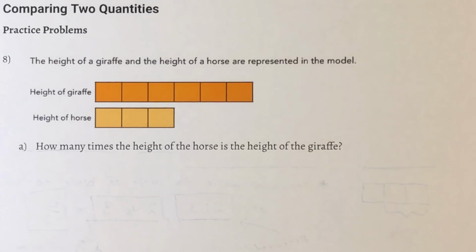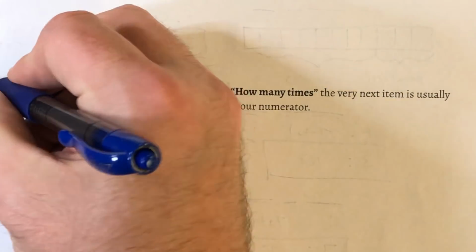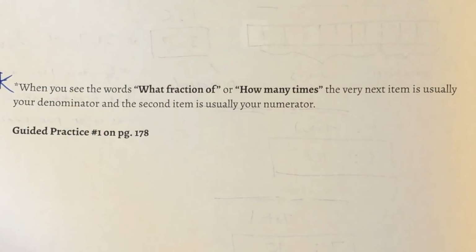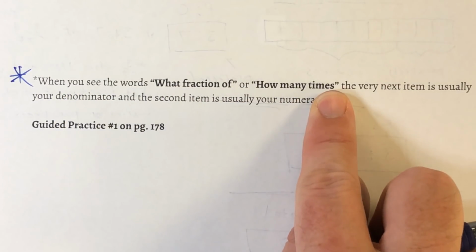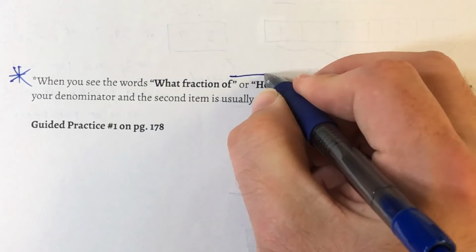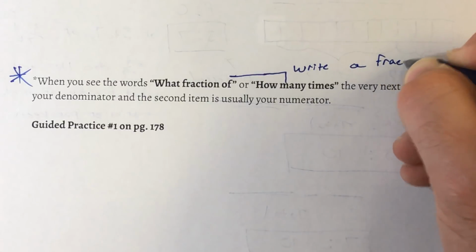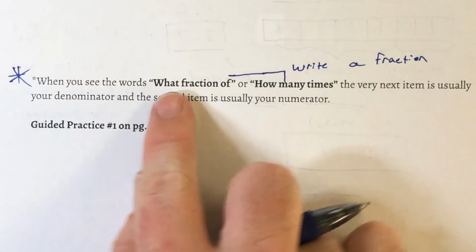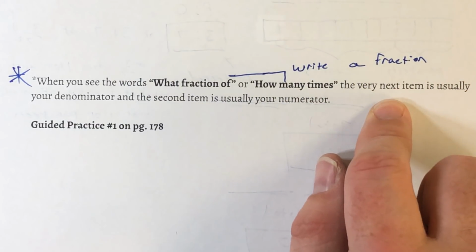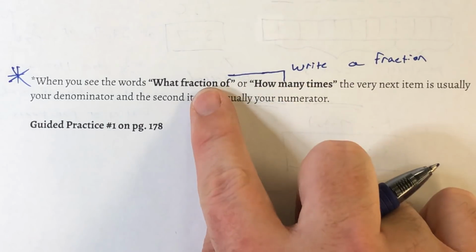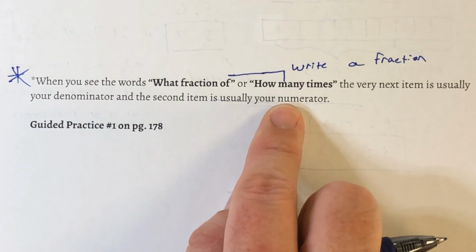All right, we've got one more example. Let's scroll down to this little note right here. Very important. If you ever have a question that says, what fraction of, or how many times, you're going to write a fraction. The very next item you see after those words, literally the next thing, is going to be your denominator, and the other thing, wherever it may be, will be your numerator.